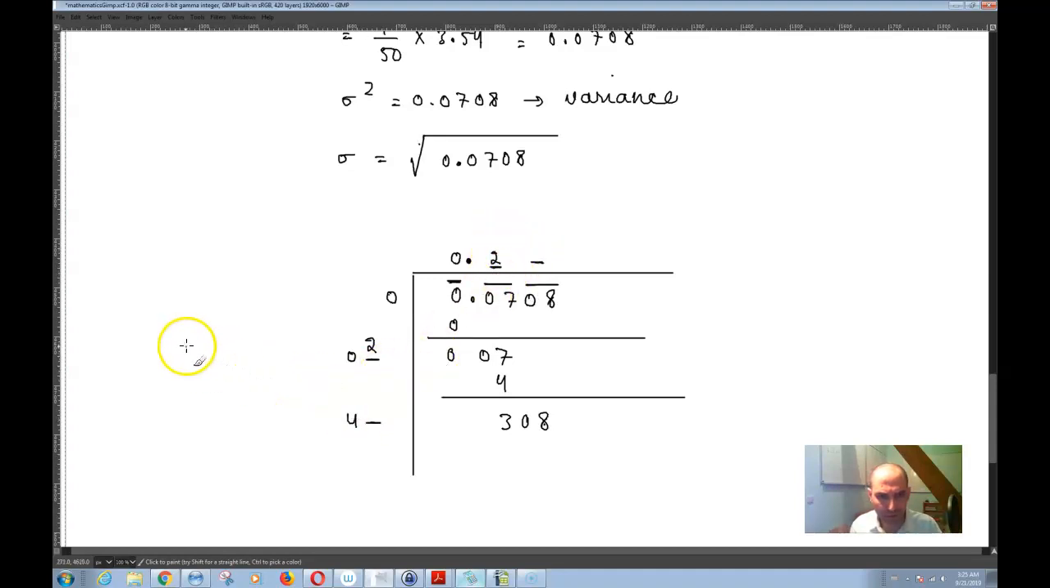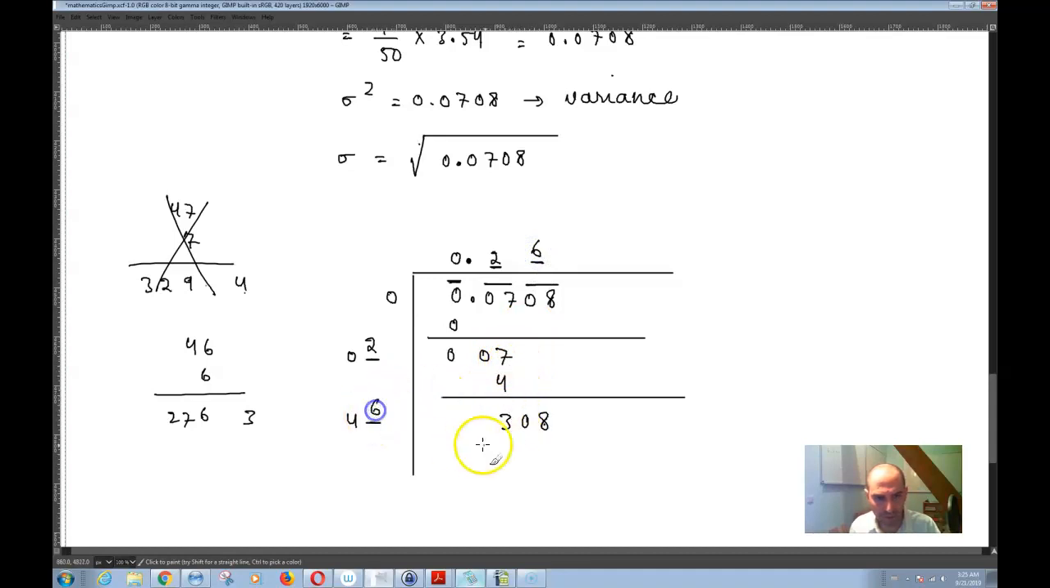So let me see, 46 times 6 is equal to 36, 3, 24, 27, and 47 times 7 is equal to 49, 4, 28, 32. So that's actually not possible. So I have to go with 6, and you will get 276, right?